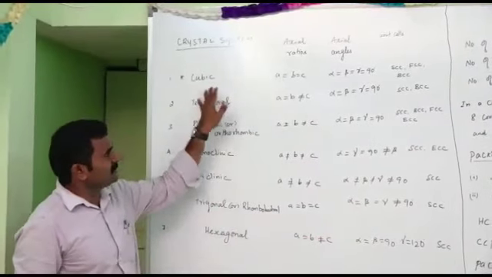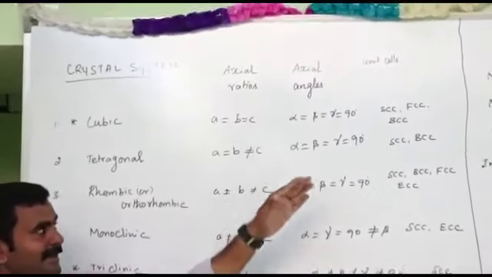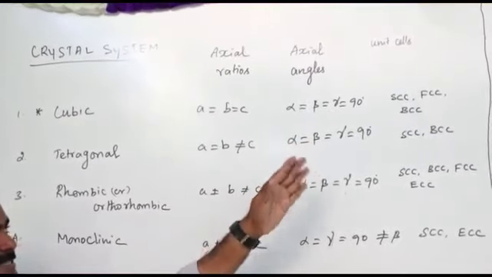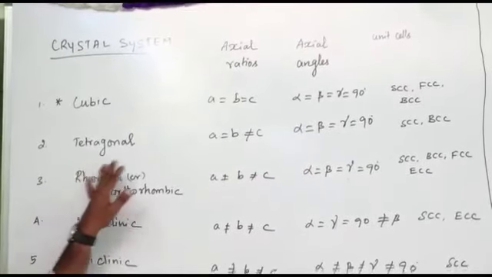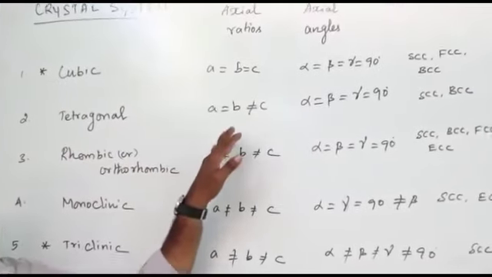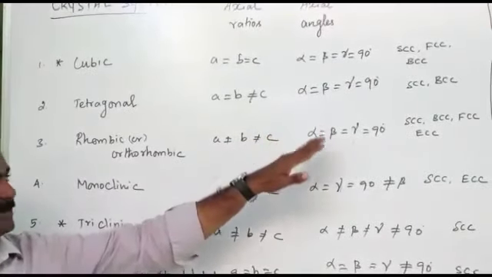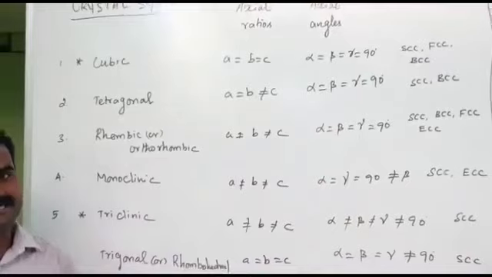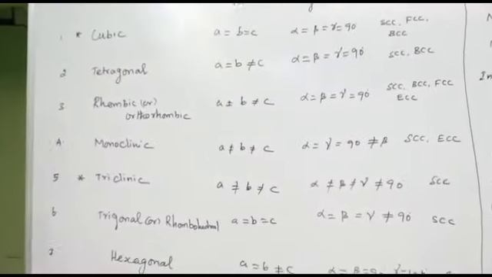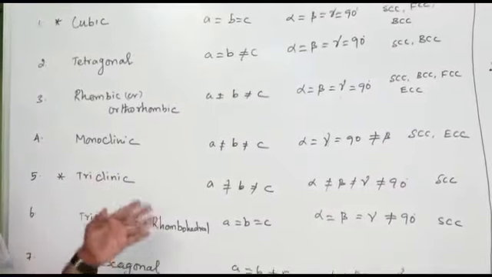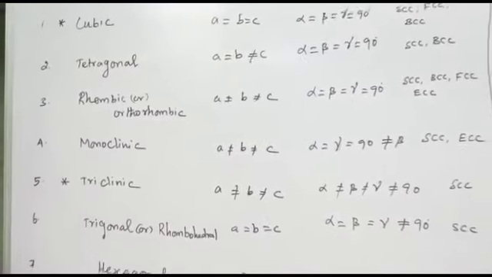For the cubic system, all the edge lengths are equal and all the bond angles are equal to 90. The unit cells are SCC, BCC and FCC. For tetragonal, a equals b, but b is not equal to c, and all the bond angles are equal to 90. Unit cells are SCC and BCC. The third one is rhombic. All the edge lengths are different, but all the bond angles are the same. The unit cells are SCC, BCC, FCC and ECC.